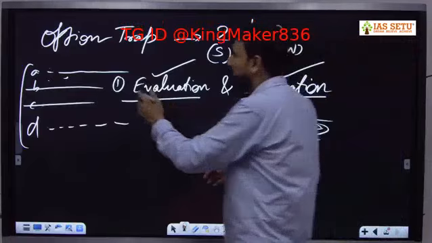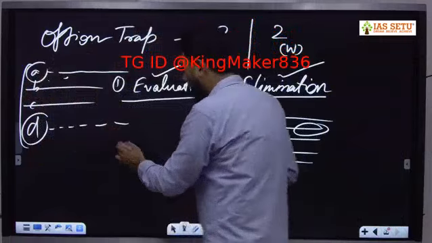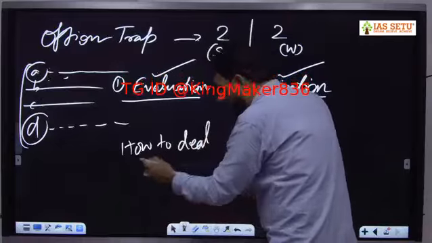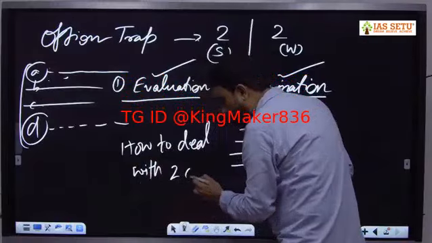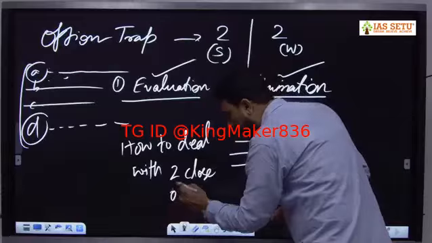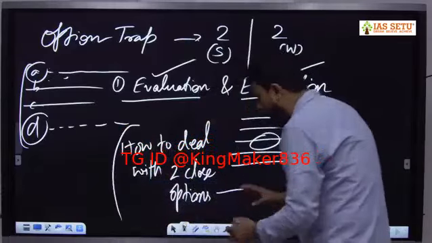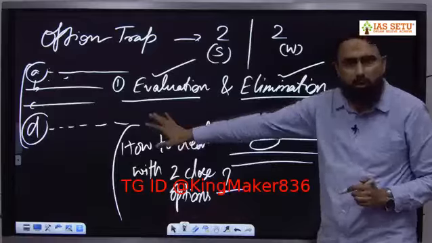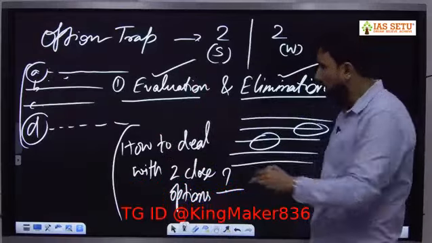आई एम डिस्कसिंग अनदर पॉइंट, कि हाउ टू डील विद टू क्लोज ऑप्शन. This is a very important point, so better write this title, how to deal with two close options. And this is true, whatever I am discussing here will be true for all sorts of questions. It's not just main idea, but logical questions also. How to deal with this?